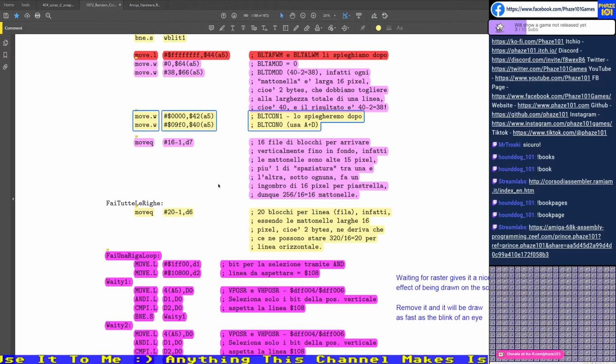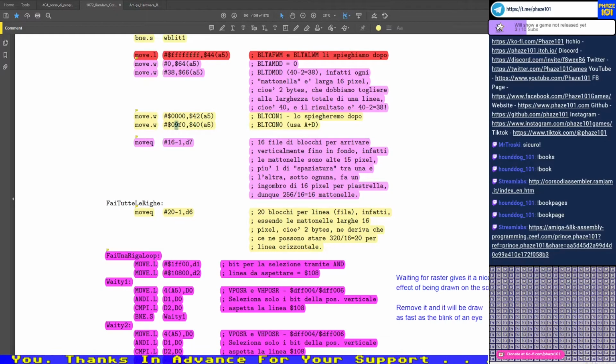Here we're setting BLTCON1 and BLTCON0. BLTCON1 is 0 for now. As I said, we're only using the area mode of the Amiga. And BLTCON0 is 09F0, which is, as you know, 9 is channel A and channel D, and F0 is our minterm, which will be explained later what minterms are, but for now accept F0.